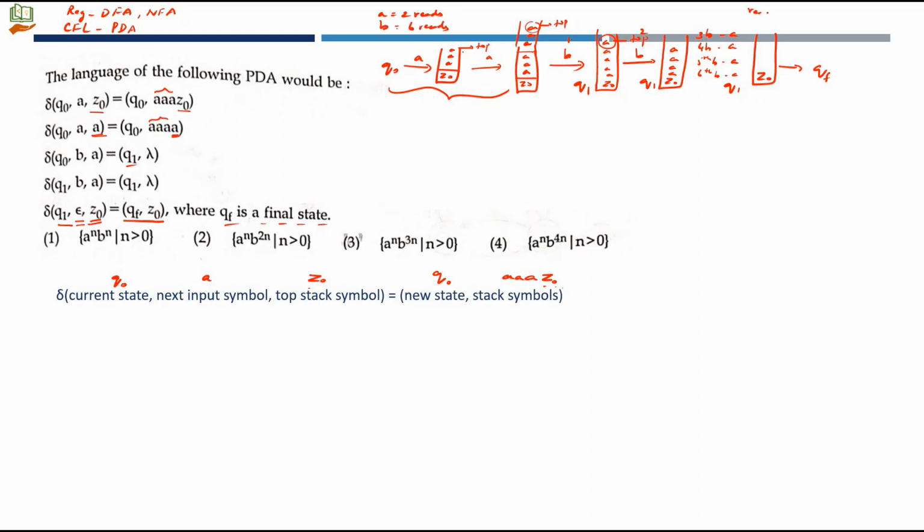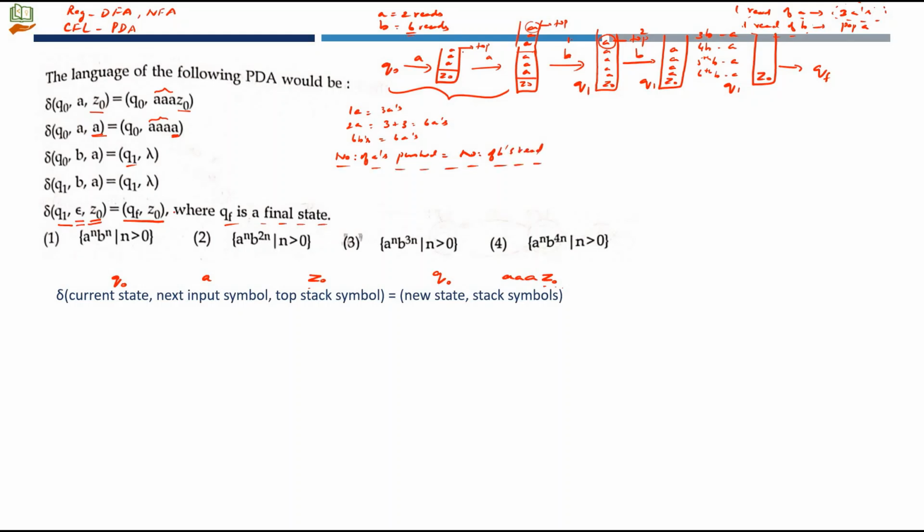For every read of A, we are pushing 3 A's. For every read of B, we are popping 1 A out of the stack. For the first A, we are inserting 3 A's. For the second A, we are inserting 3 more A's. So 3 plus 3 will be 6 A's altogether. How many B's are read here? 6 B's are read. So 6 B's will take out all these 6 A's, which says that the number of A's pushed to the stack will be equal to the number of B's that are read.